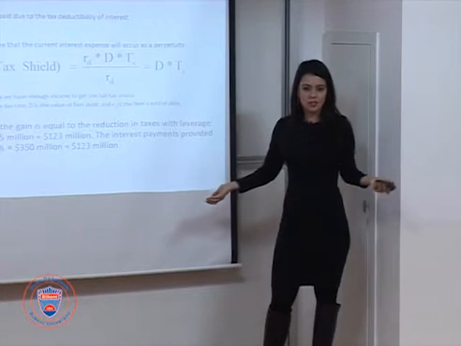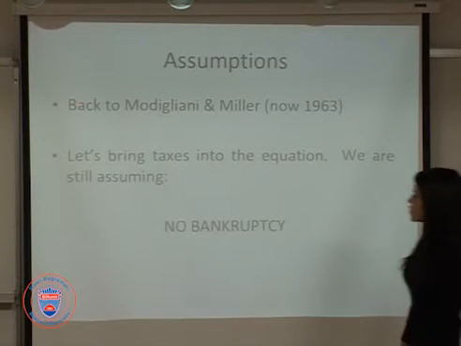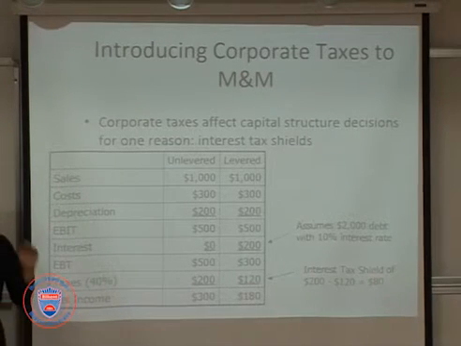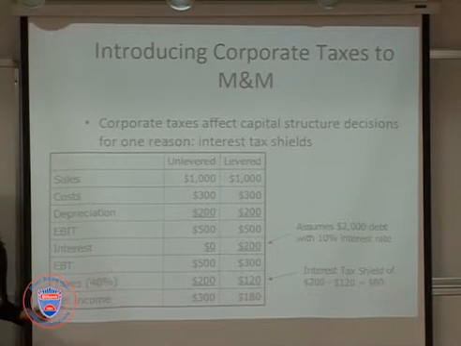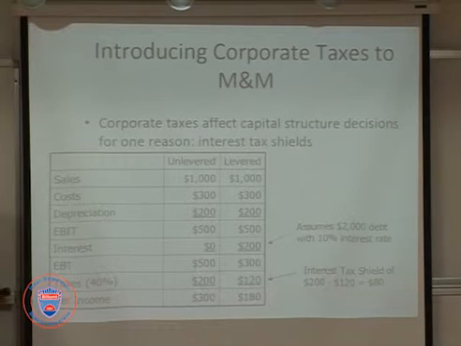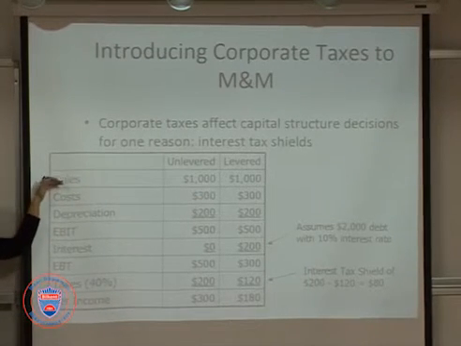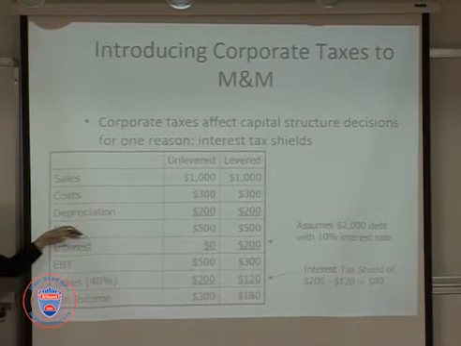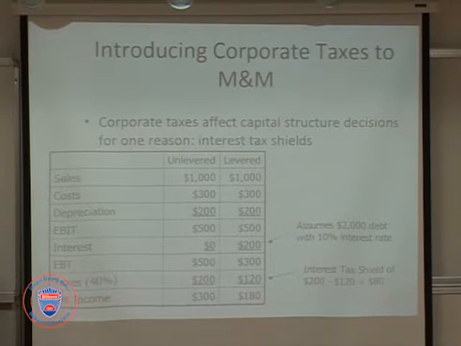Clear? Straightforward? Perfect. Okay. So again, we're in the case where there's no bankruptcy, but I'm introducing tax now. Let's look at the simple example and then move to the propositions. I'm going to compare two cases, unlevered company and levered company. These are the sales in each case, $1,000. These are the costs. It's the same. We have the depreciation. It's the same. EBITs are the same. In one case, we have interest payment. In one case, we don't.